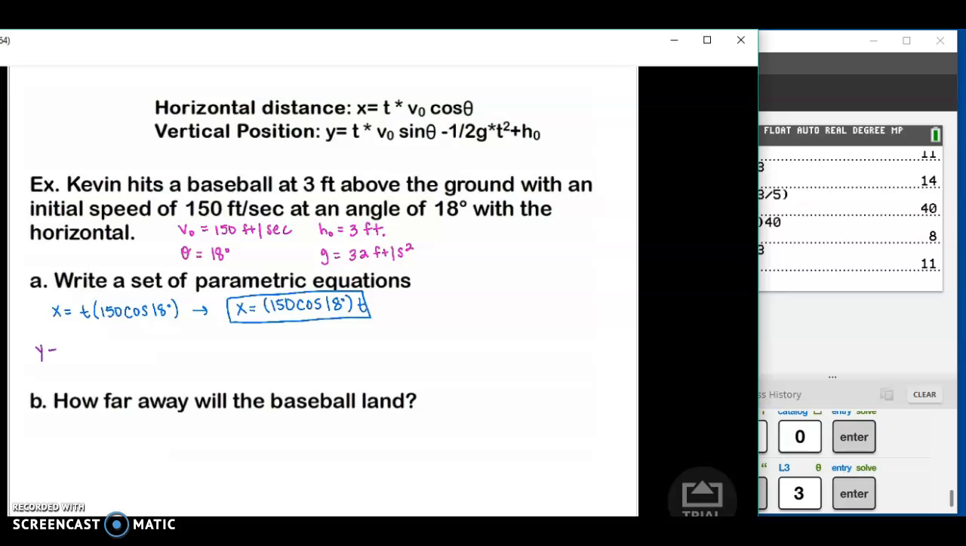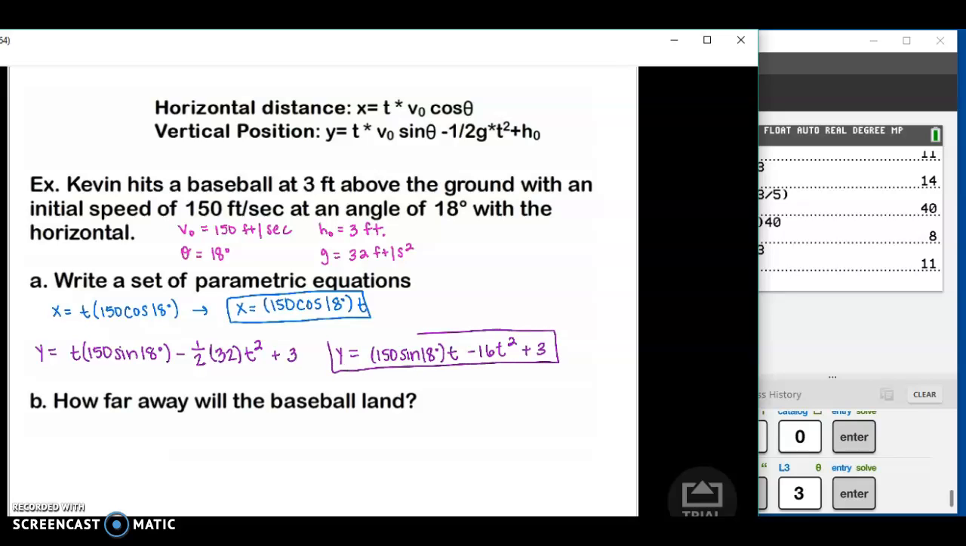And then for y, it is t times v naught, which is 150, sine of theta, which is 18 degrees, minus 1/2, g, we're using 32 because of the units, t squared, plus our initial height, which he started at 3 feet, so that's going to be 3. If we want to clean this up a little bit, we could write 150 sine 18 degrees t, and then this would be minus 16t squared plus 3. So those are our parametric equations.